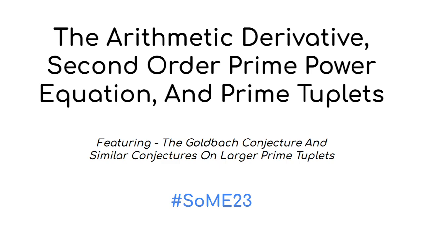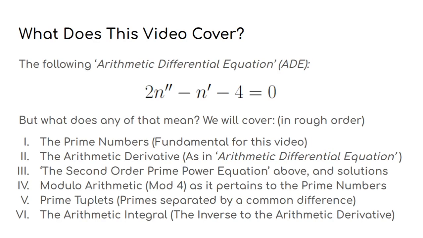numbers. Now that may sound overly complicated, but my hope is that by the end of this video you will understand not only what the arithmetic derivative is, but also appreciate its exceedingly interesting emergent properties. The equation of interest is 2n double prime minus n prime minus 4 is 0. But what do I mean by prime? What is n and what values can it take?